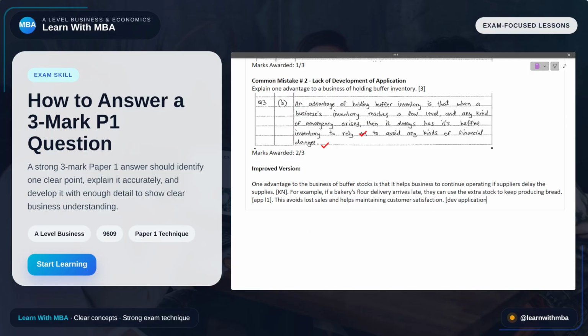So, the big lesson from this is for any 3 mark question, don't just write the correct point, write the correct point in context and develop it.